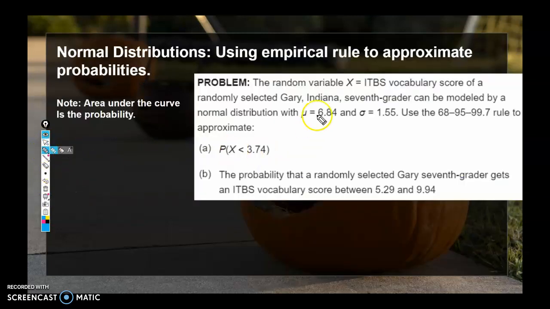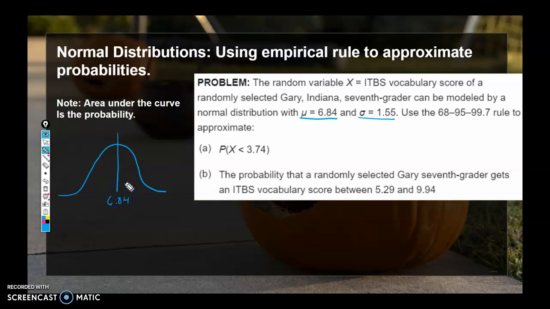All right, so in practice. Back to our vocabulary scores in Gary, Indiana, right? We know our mean, we know our standard deviation. That is everything I need to know about a normal distribution to do anything about it. All right, I'm going to use the empirical rule here to approximate the probability that a random data point falls less than 3.74. I'll say that again. What I'm trying to figure out is what is the probability that a randomly selected data point is less than 3.74. Well, let me set up my normal distribution, where I know my center is 6.84.